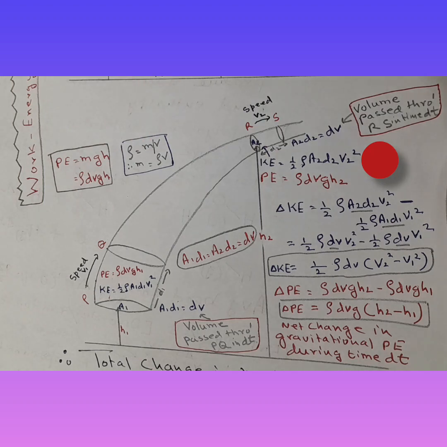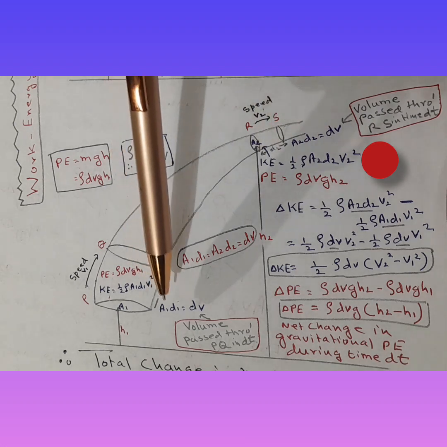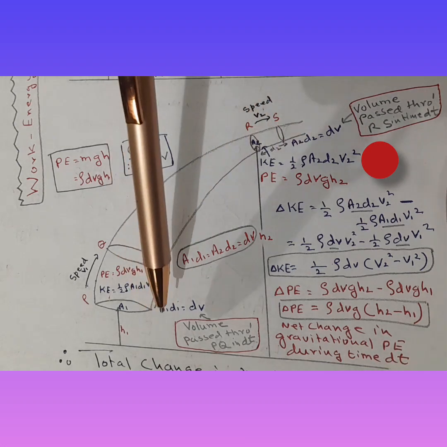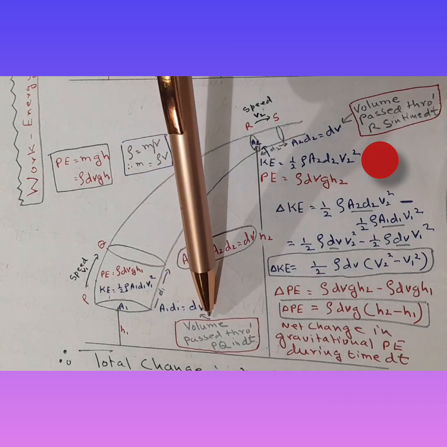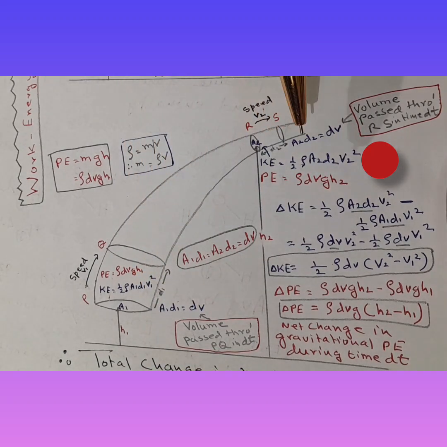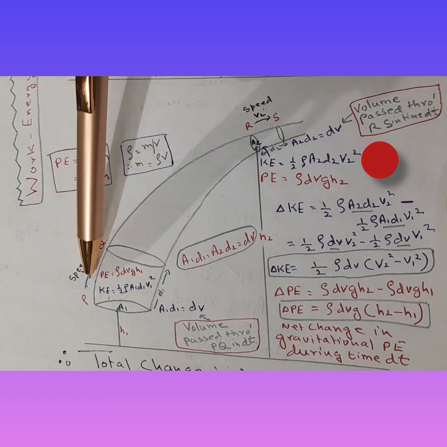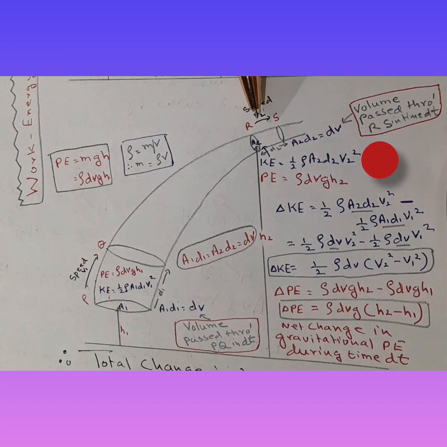Now when we come to finding out energies, this we have already found out. dV, a2 d2 and a1 d1 both are dV. Volume passed through this at a particular time dt is dV. We have already seen that. Now another V comes here. This is V2 and this is V1. Whenever we mention V1, V2, it's concerned with speed of flow of fluid through relevant columns.